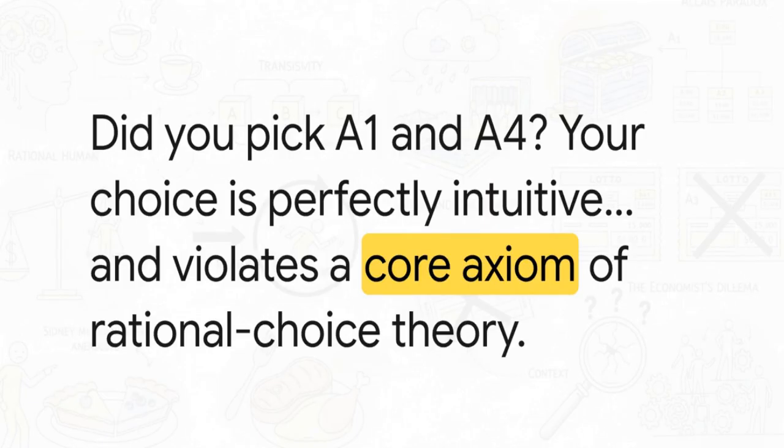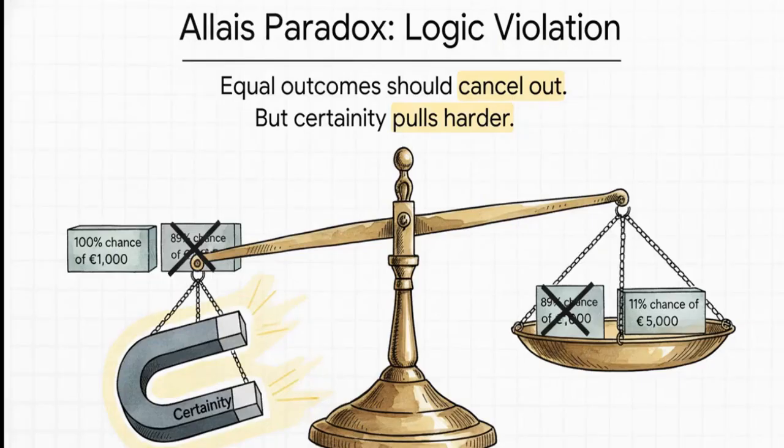If you did, well, your choices are totally normal, perfectly intuitive, and you've just walked straight into the famous Allais paradox. Because according to the rules we just laid out, that combination of choices is completely irrational. You violated the independence axiom. Okay, wait, how is that possible?